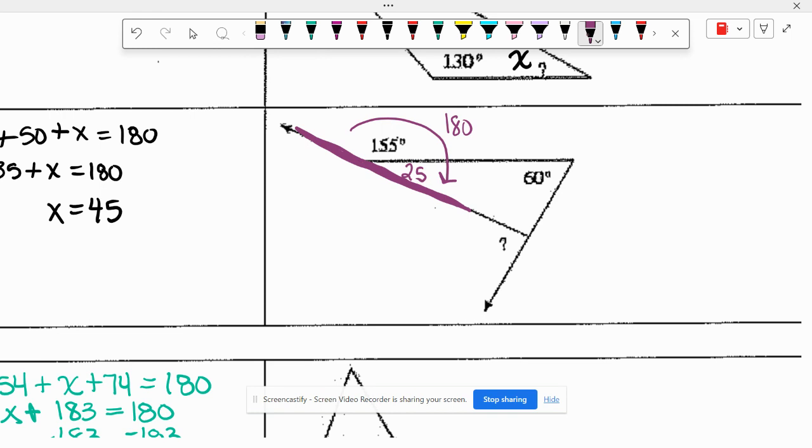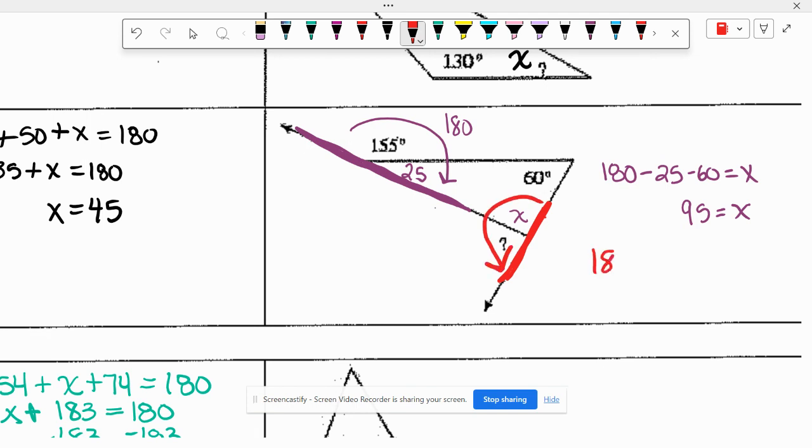So these two angles together plus this angle make a triangle. So Chandler, I'll do it the way that you do it. 180 minus 25 minus 60 equals X. So what is that? Yeah, 95 equals X. But these also make a linear pair, meaning these two have to add up to 180. So 180 minus 95 equals 85. So our missing angle measure right there is 85 degrees.